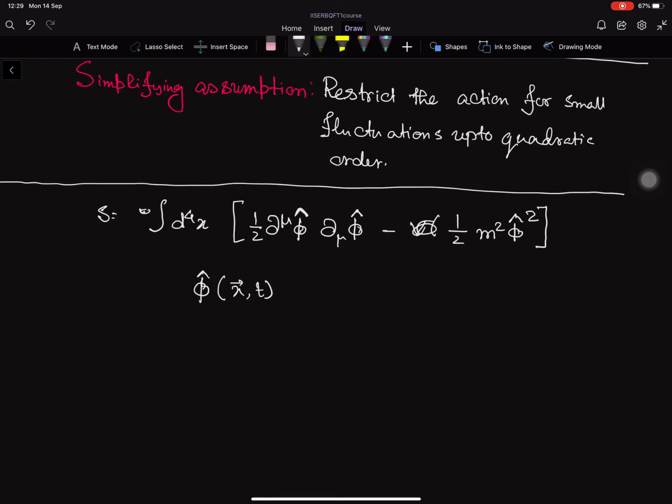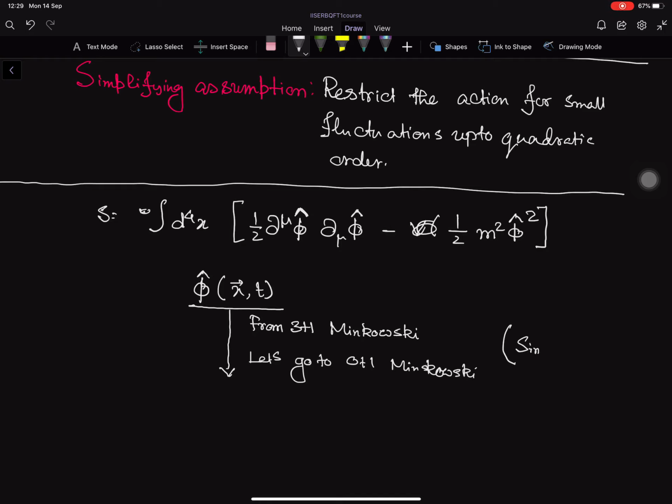But again, rather than understanding this four dimensional thing, from 3 plus 1 Minkowski, let's go to 0 plus 1 Minkowski. Again, it's a simplifying assumption, and we will relax it again by the end of the next lecture.